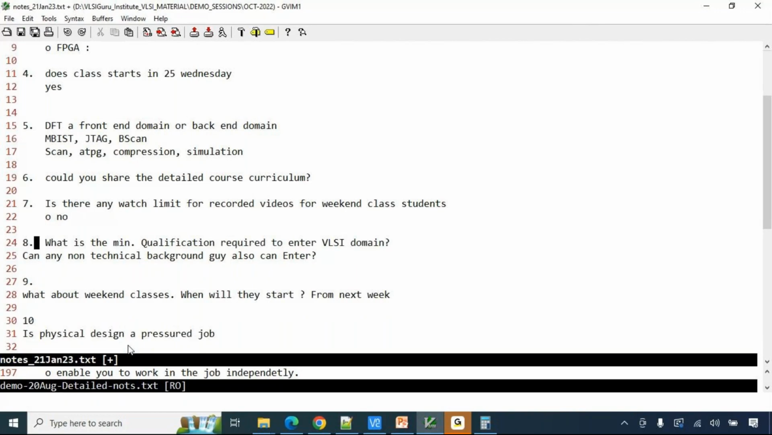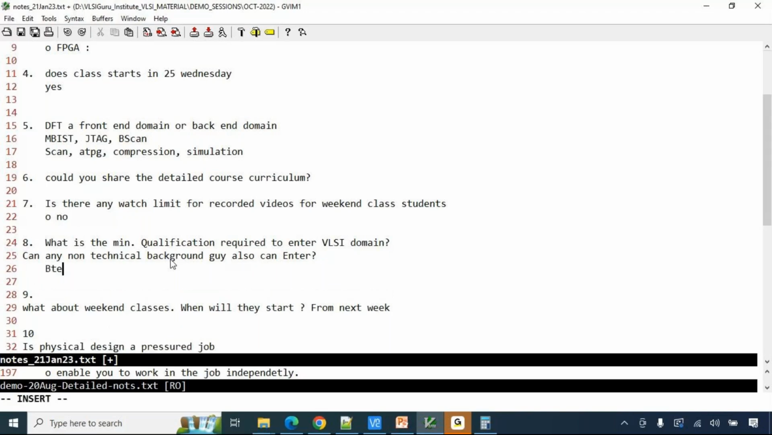What is the minimum qualification required to enter VLSI domain? Can non-technical background guy also enter? No, it should be BTech. At minimum, BTech or BE in ECE, EEE, electronic instrumentation. Anywhere electrical is there in your degree, anywhere electronics is there, even CSE people, computer science people also can enter. These are the possible domain people who can enter. Someone is, let's say, from mechanical, they cannot get in.